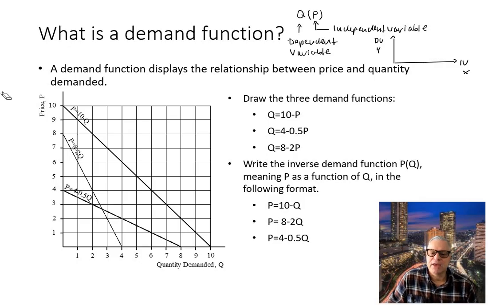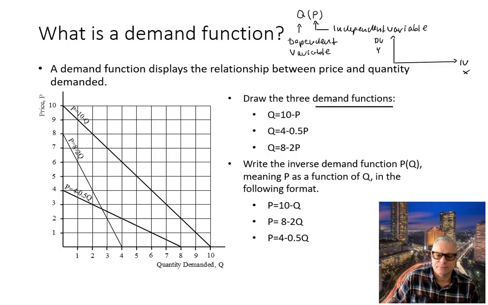So now we have here a demand function. The demand function is Q equals 10 minus P, and that is what we call the demand function. This is a demand function because Q is to the left side of the equal sign.